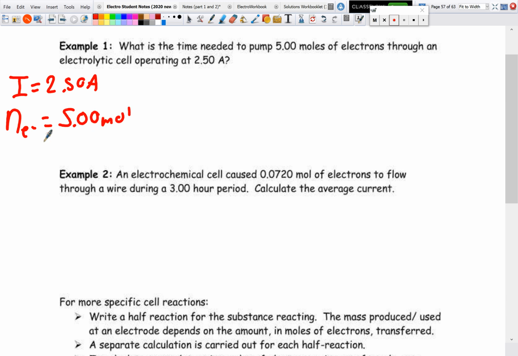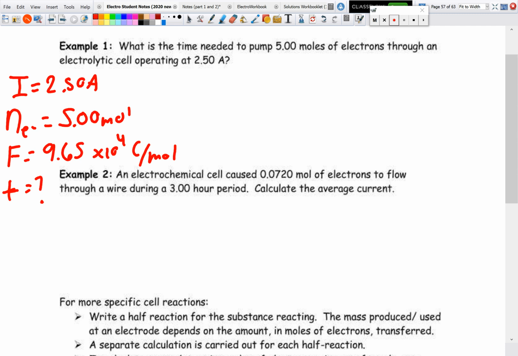So I'm specifying that's number of moles of electrons. Faraday's constant is always given, which is 9.65 times 10 to the 4 coulombs per mole, and it's asking for what is the time. Well, from our equations on the previous page, of course, having all of them memorized will help.